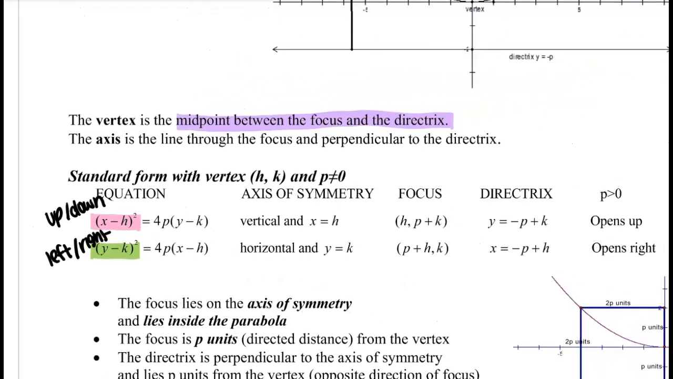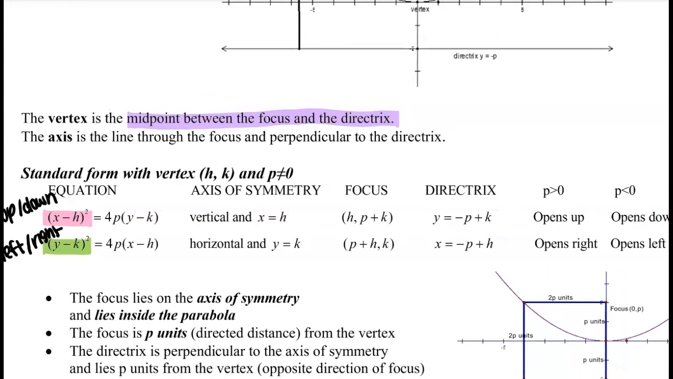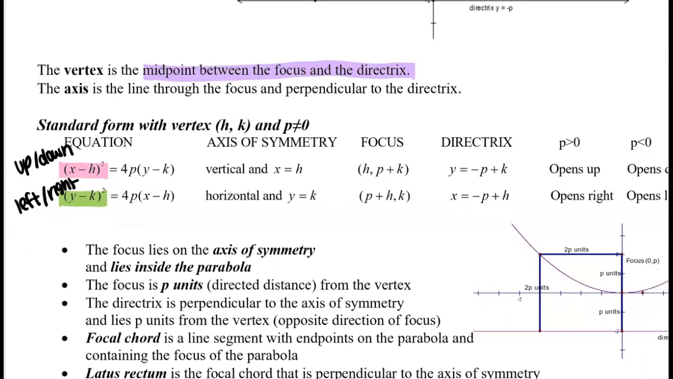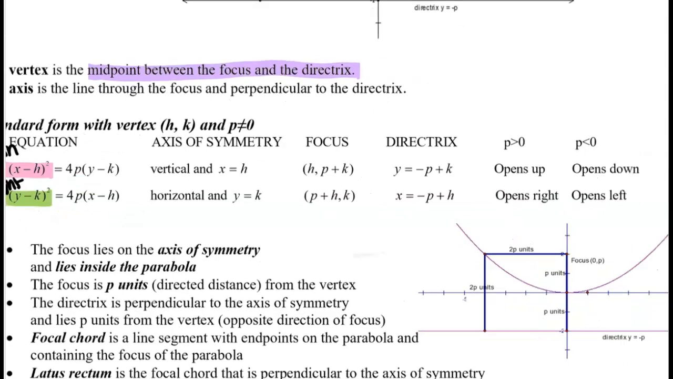How do I determine that? Well, if this p-value here is positive, we're going to open up or right. So where those positive numbers are on our x-axis. If p is negative, so if this number in front of the thing that's not squared is negative, then we're going to open down or left. I'm not going to talk about these because I think it's better to just kind of do it.